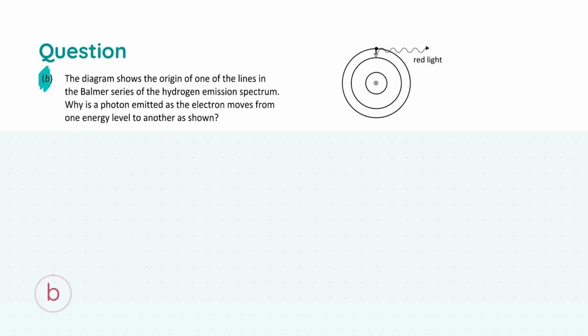Moving on to part B now, we're asked a question about the Balmer series and hydrogen emission spectrums.